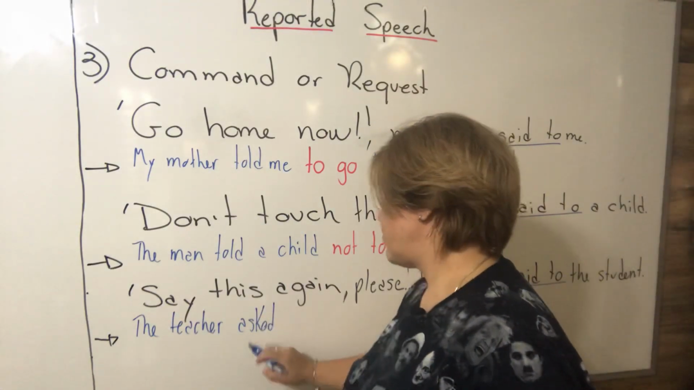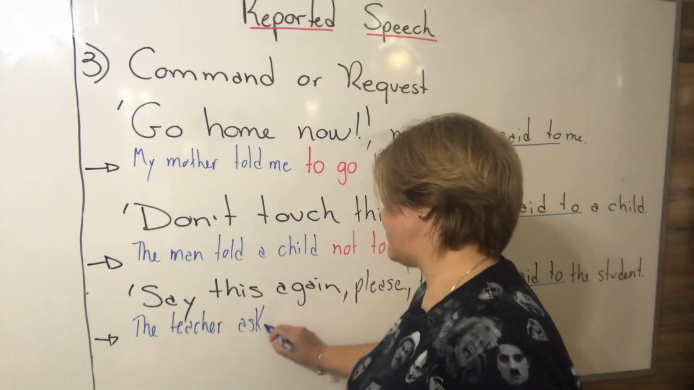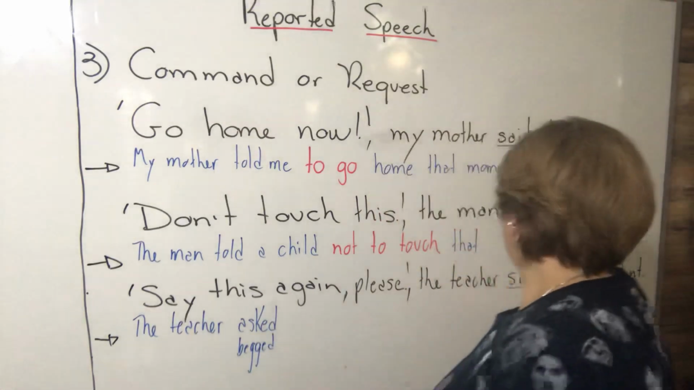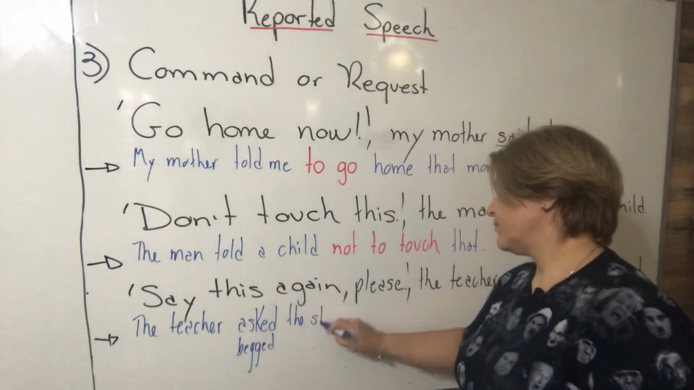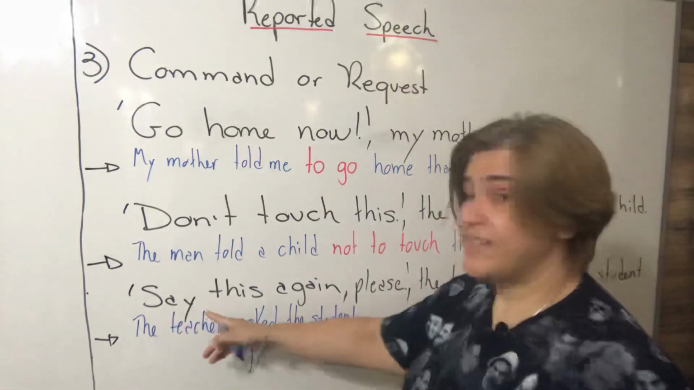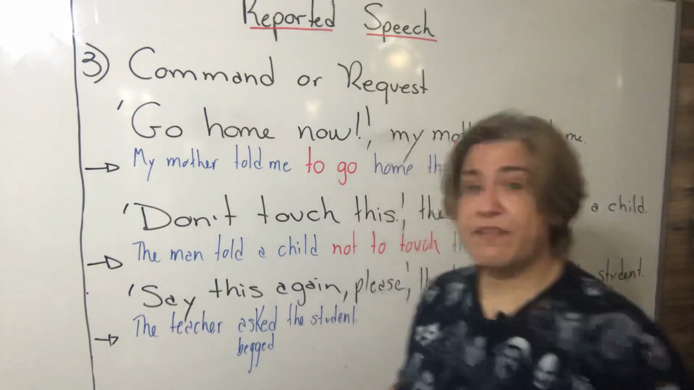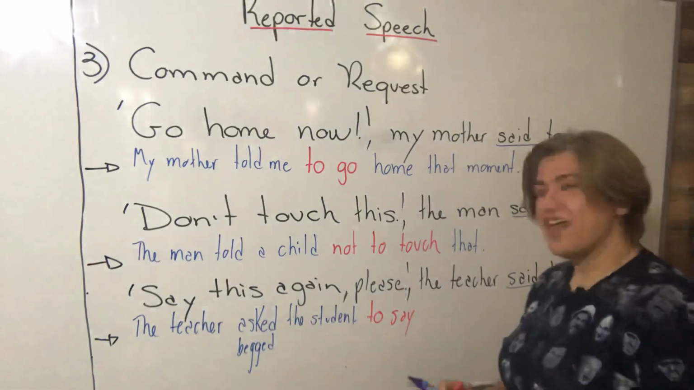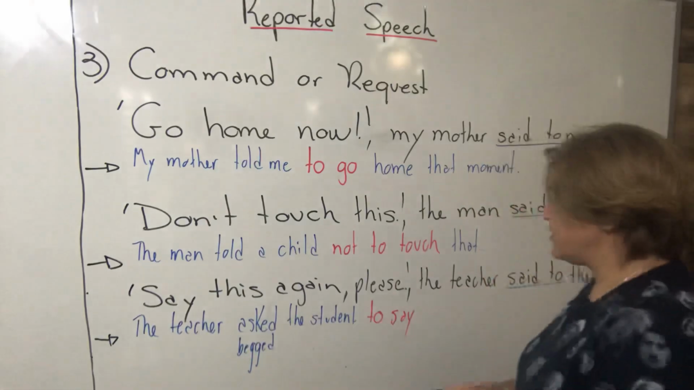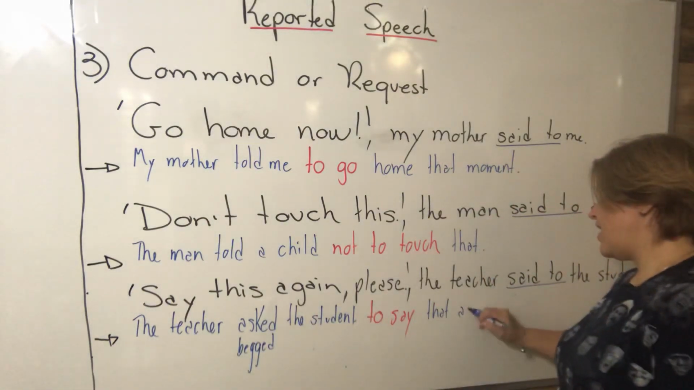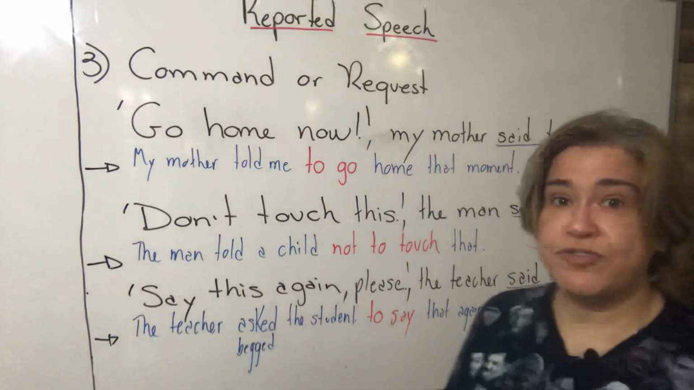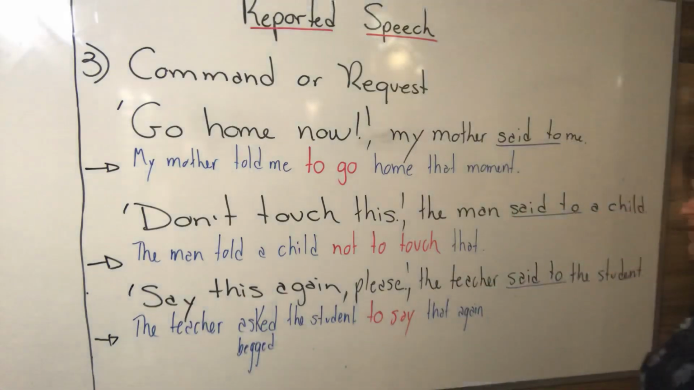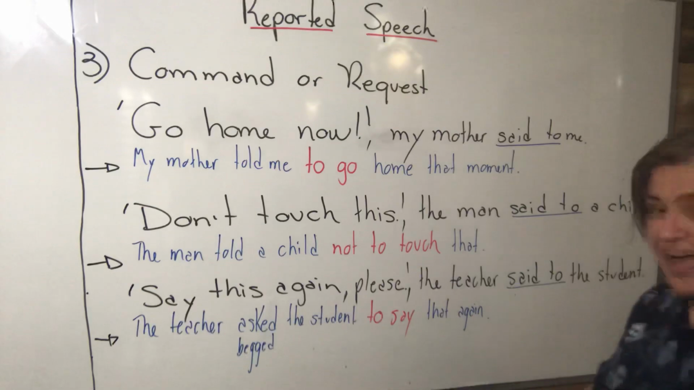asked. Sorry, students. Wait. I know I have to use eraser. I use my finger. Asked or begged the student. Okay. Say. Go to infinitive. How to make infinitive in English? We use to. To say this. No. Go to past, student. To say that again. The word please I'm not going to write because it's represented by the verb asked. So the sentence we have, the teacher asked the student to say that again, okay?